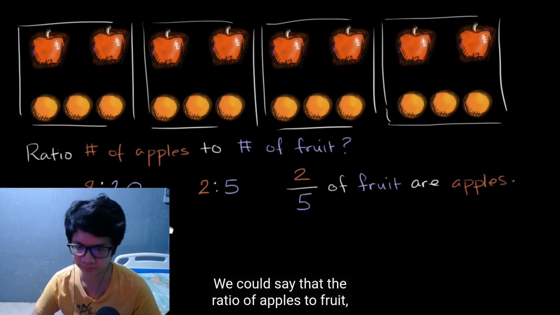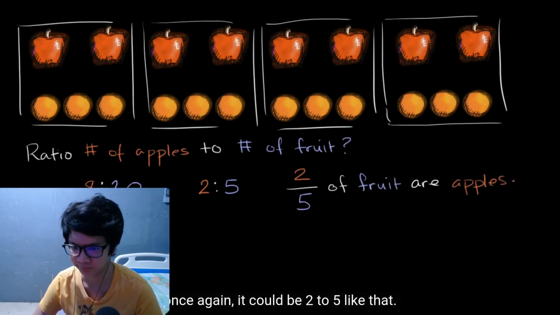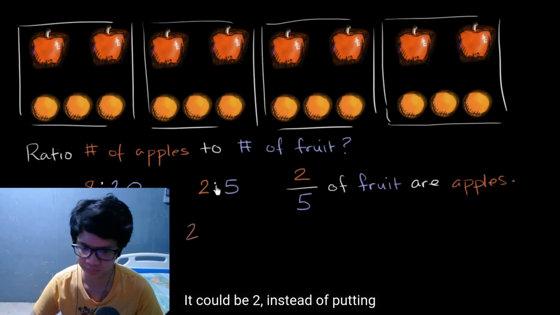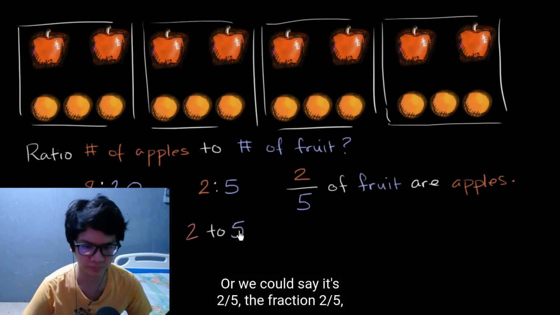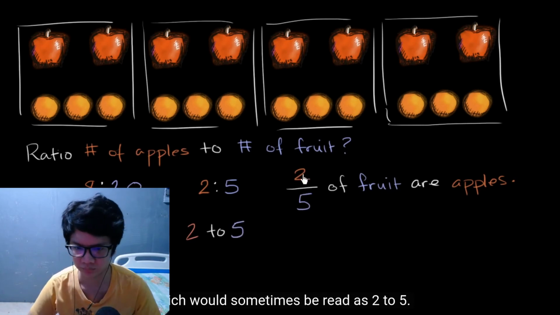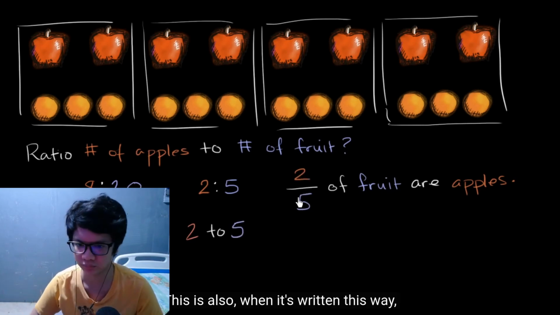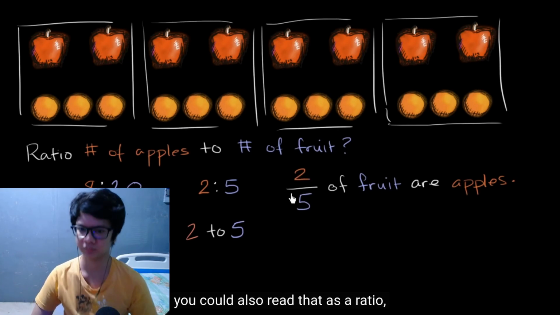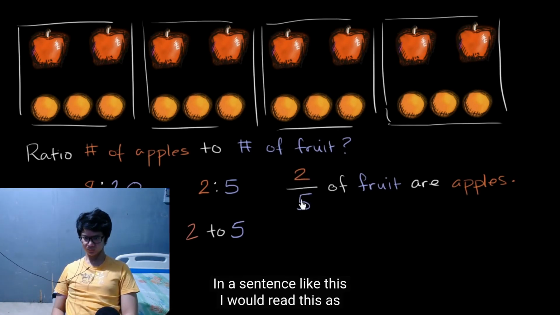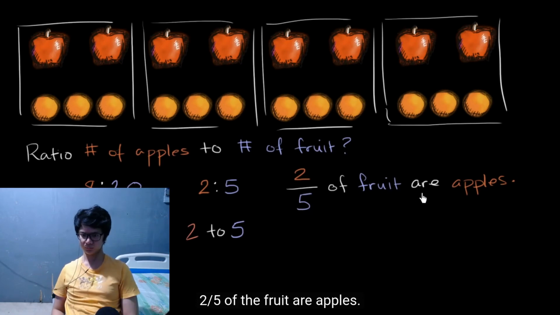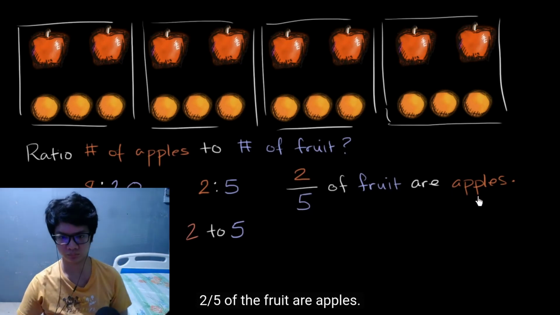We could say that the ratio of apples to fruit, once again, could be 2 to 5 like that. Instead of putting this little colon there, we could literally write out the words 2 to 5. Or we could say it's the fraction 2/5, which would sometimes be read as 2 to 5. When it's written this way, you could also read that as a ratio depending on the context. In a sentence like this, I would read this as 2/5 of the fruit are apples.